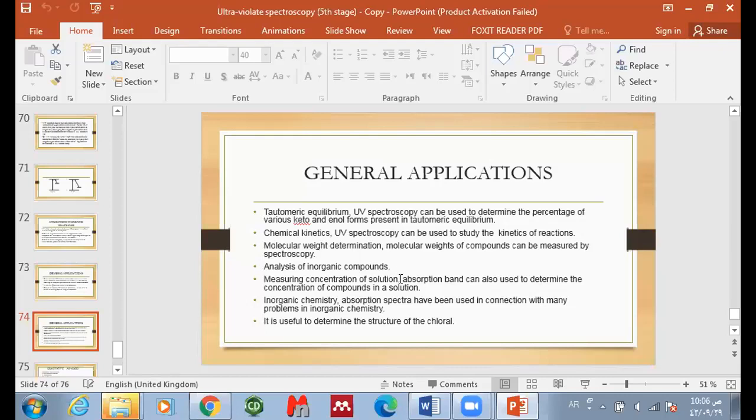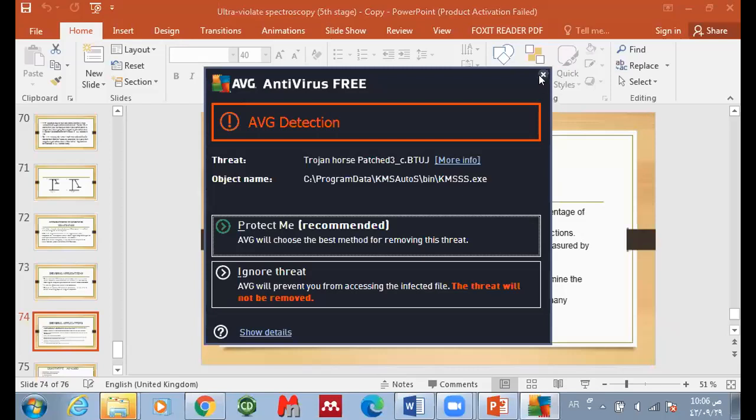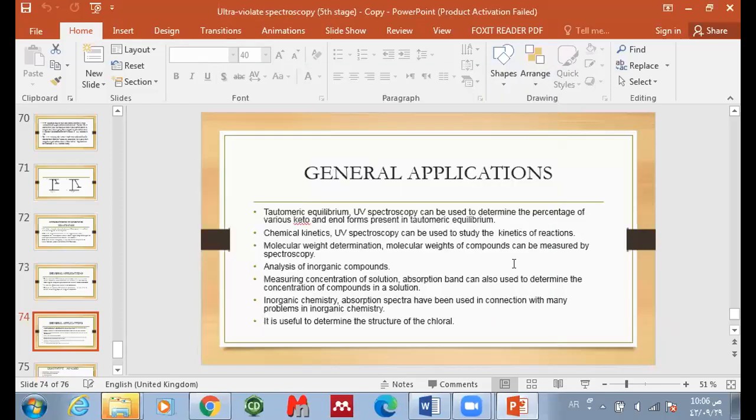Measuring concentration of solution. The absorption band can also be used to determine the concentration of compounds in a solution. So Lambert-Beer law is a good explanation for this point. We can calculate the concentration using Lambert-Beer: absorption equals concentration multiplied by the length of the cell multiplied by the epsilon, or coefficient.